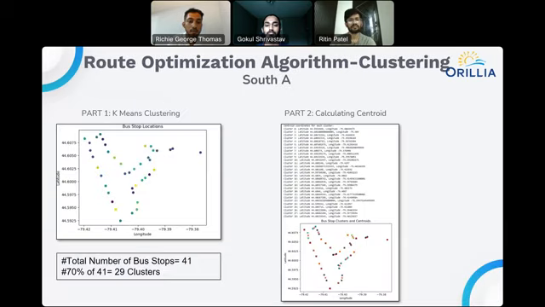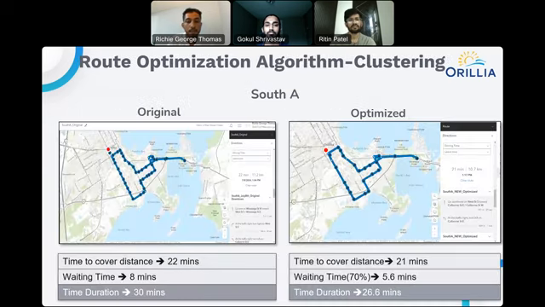And this is for South A, clustering and calculating the centroid. The total bus stop count was 41. We reduced it to 29 stops. Plotting on ArcGIS, we can see the total time 22 minutes. We reduced it by 21 minutes, and the waiting time we also reduced. And in total, the time duration was only 26.6 minutes.